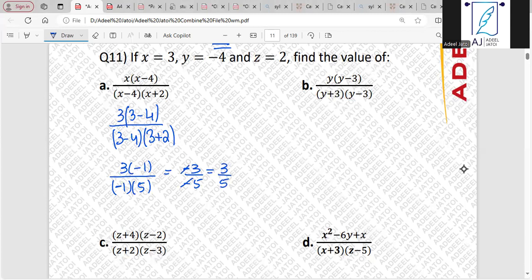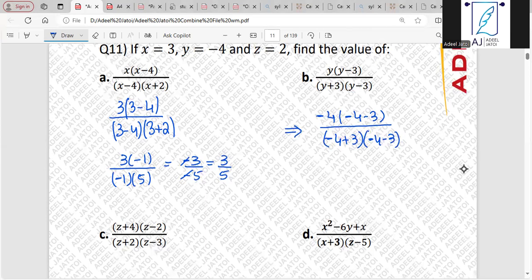Part B. If you see that y is minus 4, so this should be minus 4 minus 3 upon minus 4 plus 3, and this should be minus 4 minus 3. Considering the same thing, minus 4 minus 3 is minus 7, minus 4 plus 3 is minus 1, and this is again minus 7. So this should be what?